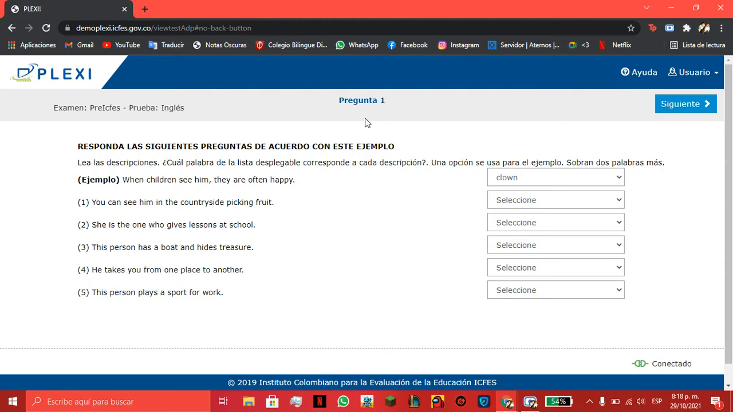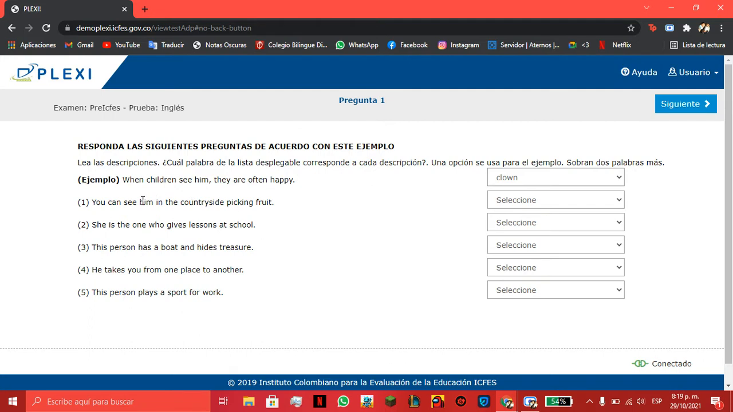Pregunta uno. Responda a las siguientes preguntas de acuerdo con este ejemplo. Lea las descripciones. ¿Cuál palabra de la lista desplegable corresponde a cada descripción? Una opción se usa para el ejemplo. Sobran dos palabras más. Ejemplo. When children see him, they are often happy. Clown. 1. You can see him in the countryside picking fruit.